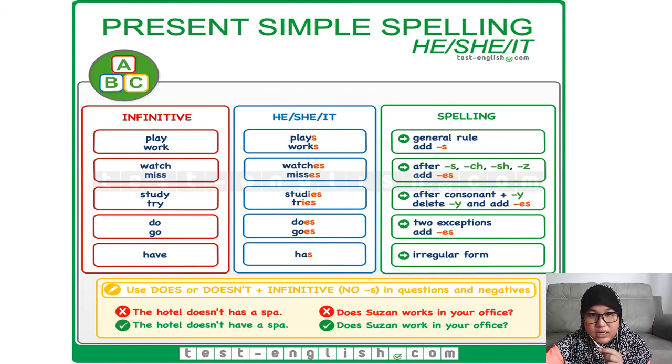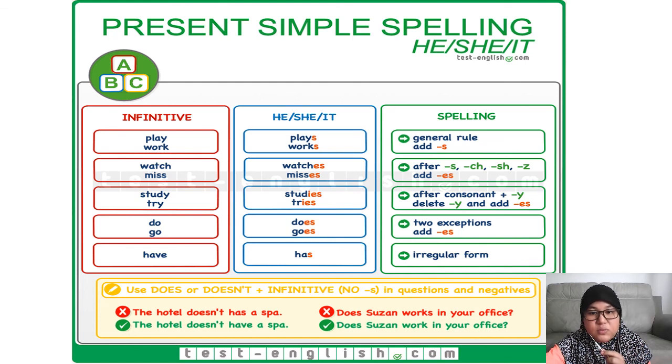Okay, look at the yellow box here. Use does or doesn't plus infinitive, no s, as in questions and negative. Okay, like what I have shown you before, sebelum yang saya tunjuk tadi, the hotel doesn't has a spa. Okay, it is wrong. So you need to use infinitive. Okay, the hotel doesn't have a spa.